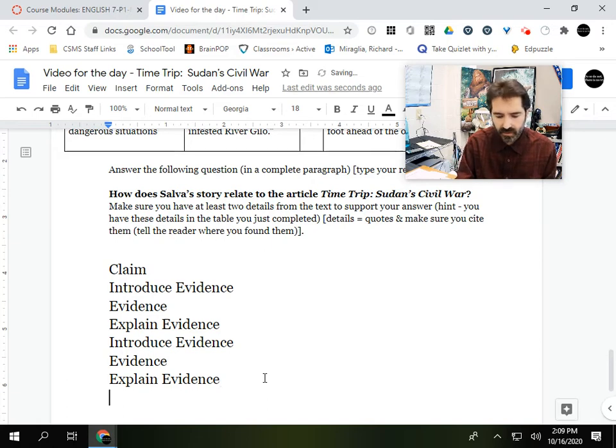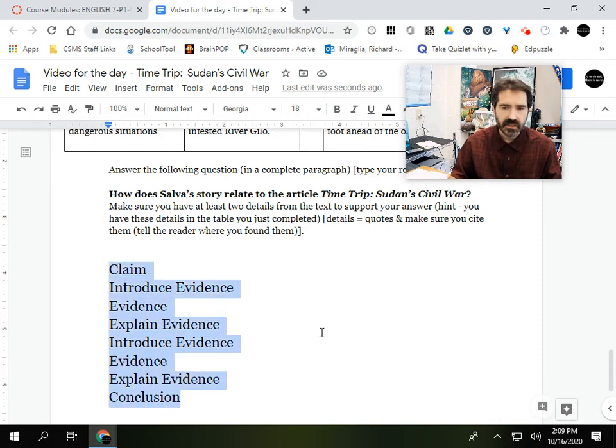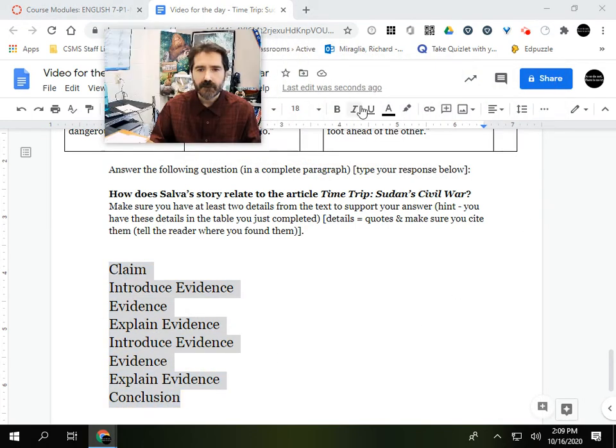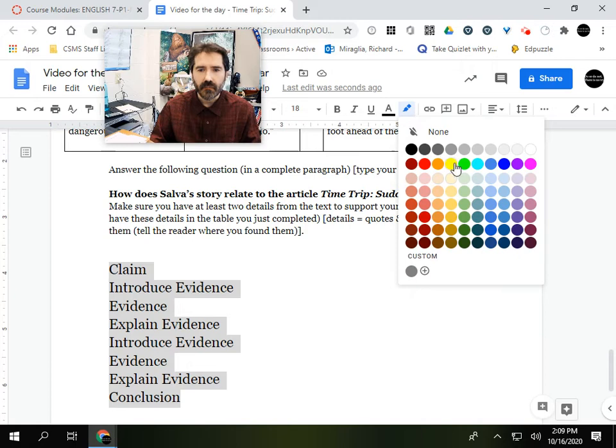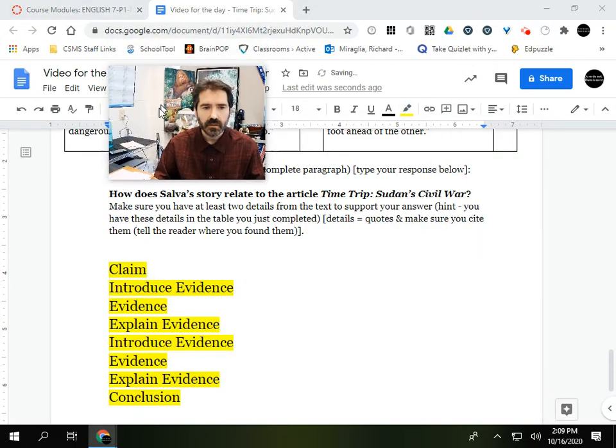And then you're going to have a conclusion. Now, here we could have our claim. We could show that they're similar. We could use one quote from the article to show something and then another quote to show something else. But this is going to be our approach, if you will.